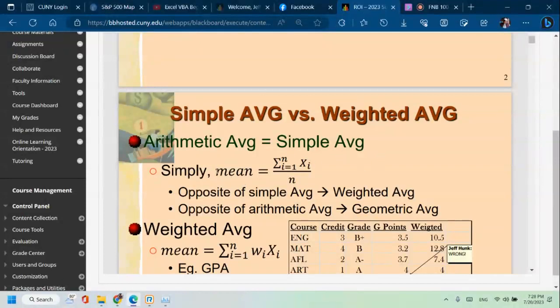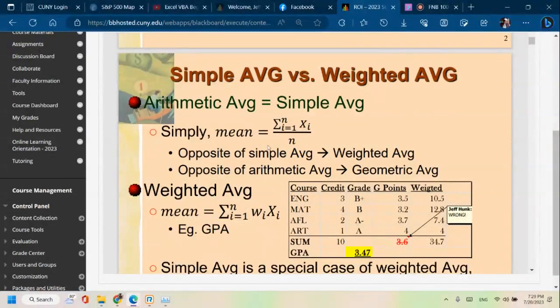But that's arithmetic average, which is also called simple average. And that means mean, simply the mean, that means average. You understand what this means. X_i is each individual data point. I stands for individual, and that individual runs from 1 through n. And in our sample, n is 18, the 18 people in this class.